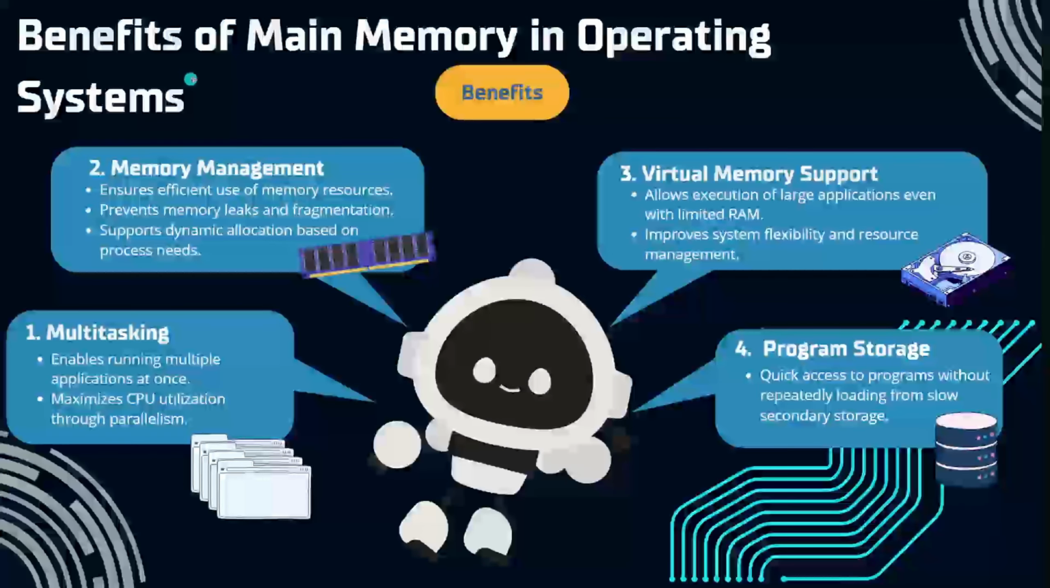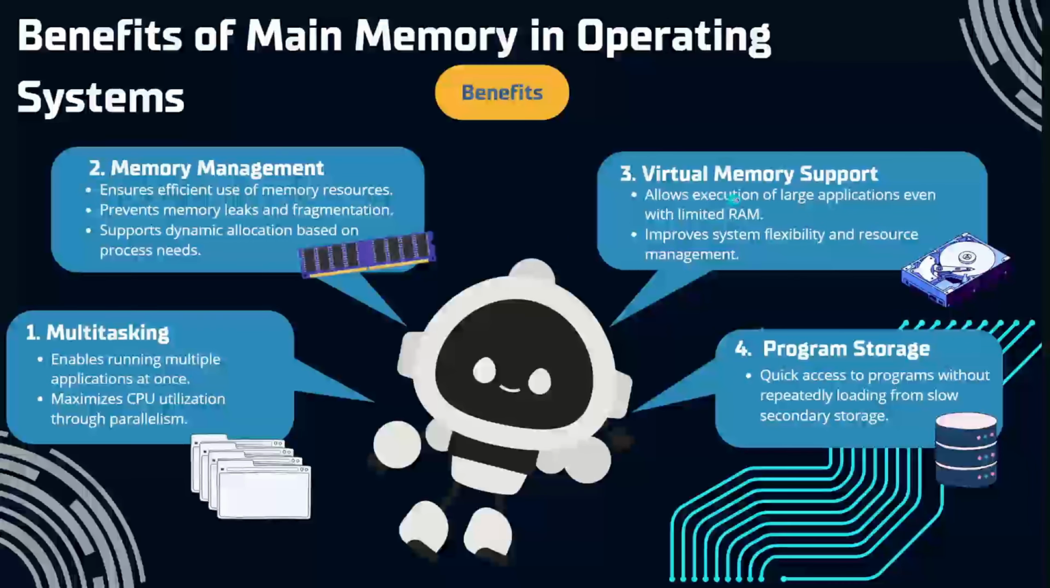Let's move on to the benefits of main memory in an operating system. As shown right here, there are several key benefits. Firstly, for multitasking, it enables running multiple applications at once. It also maximizes CPU utilization through parallelism. Secondly, we have memory management. It ensures efficient use of memory resources, prevents memory leaks and fragmentation, and also supports dynamic allocation based on process needs.